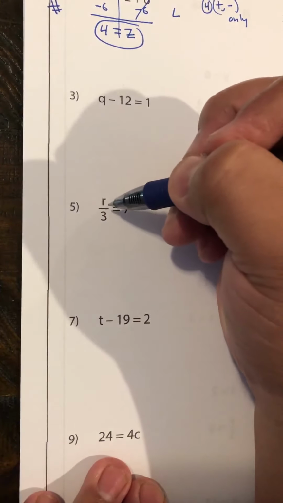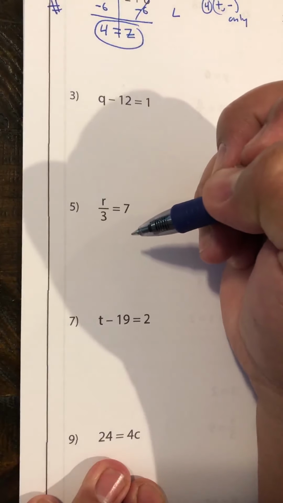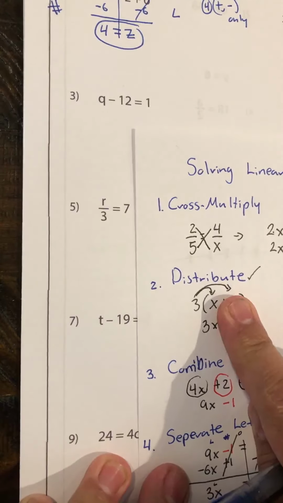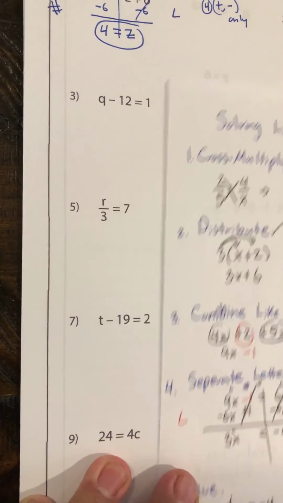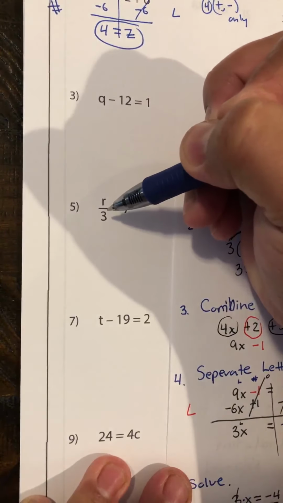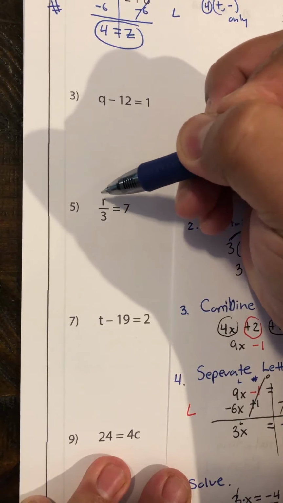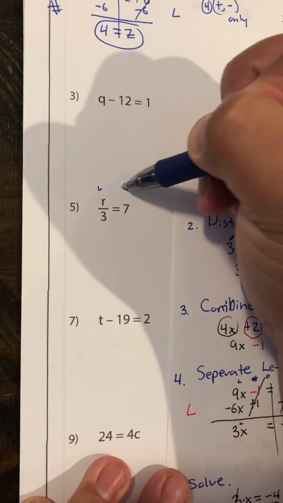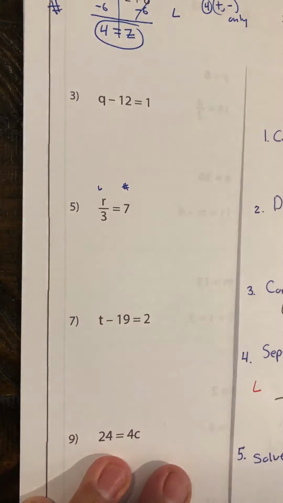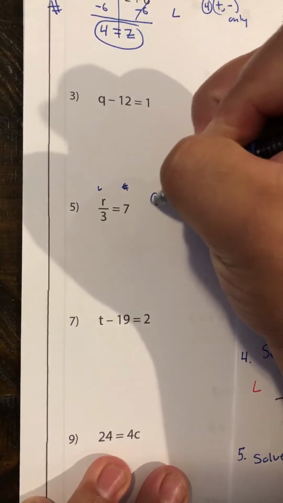So here, r is being divided by 3. So again, it's not cross multiply, it's not distribute, there's nothing to combine, and actually we don't even have to separate here. You have r being divided by 3, so we have 1/3 of an r. So these are letters and these are numbers. So technically this is separated also, okay? So then we should use our step 5, which is our solve step.